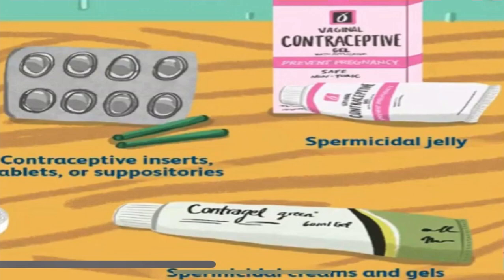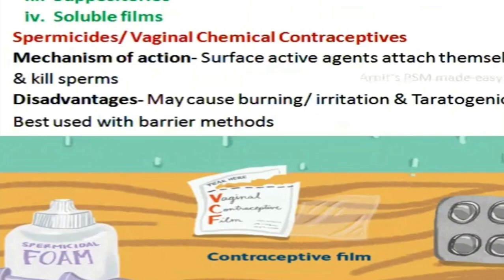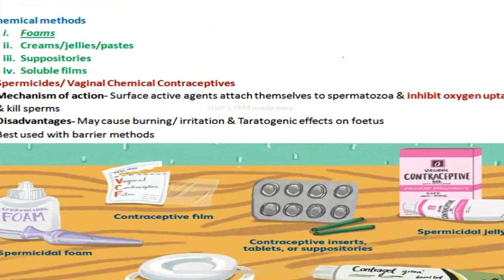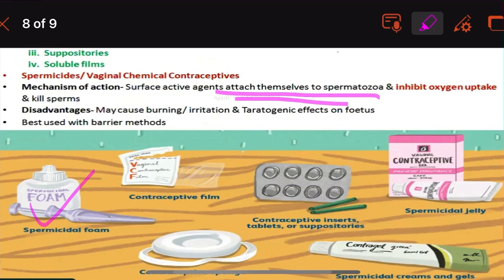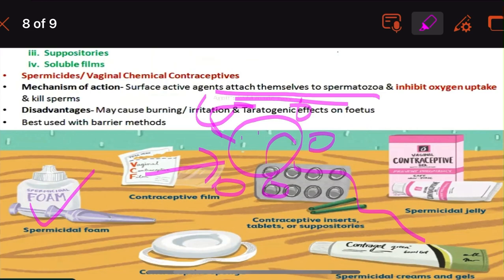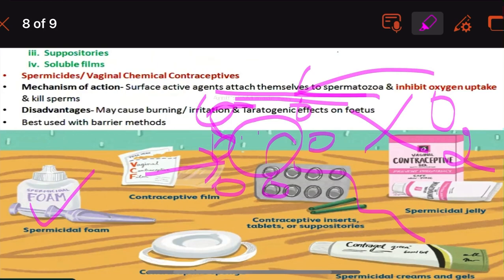Now we see that the mechanism of action of these contraceptive methods is they act as a surface active agent. What do they do? These jellies or the foam will go and attach themselves to the spermatozoa. So this is the spermatozoa. Once they attach themselves to the spermatozoa, they prevent the oxygen supply to these sperms, resulting in the death of these sperms. They will kill the sperms.